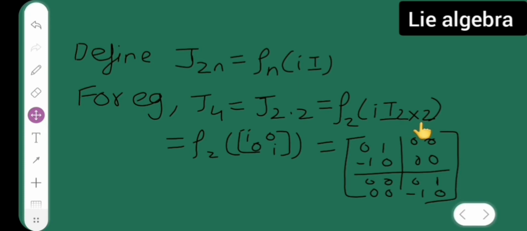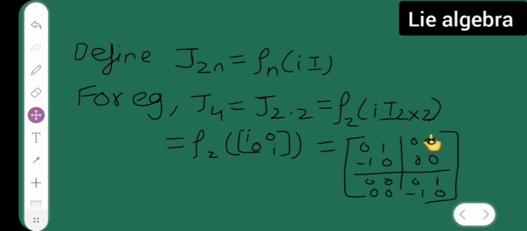This is a 2 by 2 matrix. So this is equal to rho_2 of this. I am writing it as this, and then this again I will be writing as this 4 by 4 matrix. Okay.